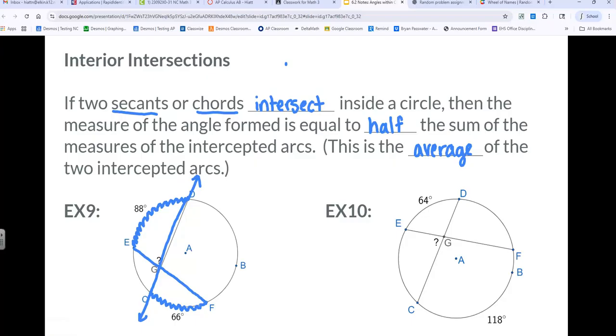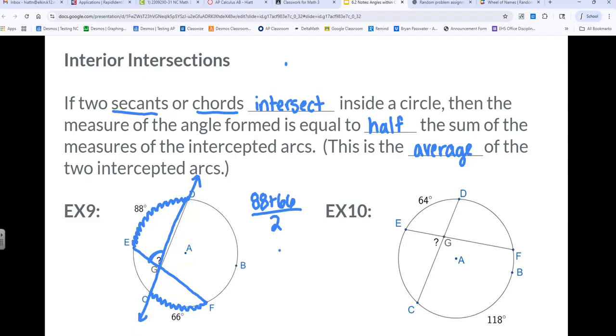If it went through the center of the circle, it would be much easier because they would be central angles, and we would just be able to say, oh, this angle is 88, so this angle is 88, right? These are not central angles. So if I want to find this angle here that they're asking me for, I have to add the arcs together and divide by 2. So I'll do 88 plus 66 divided by 2.